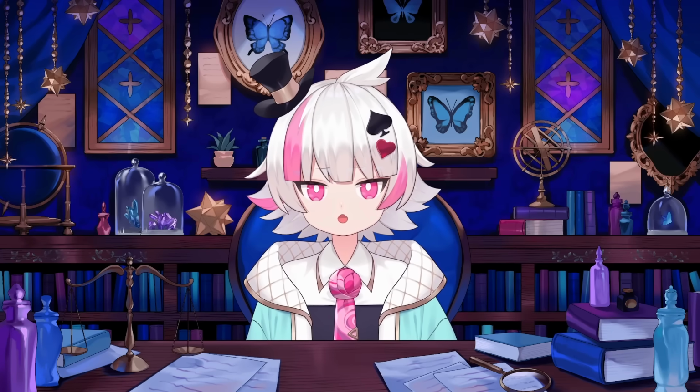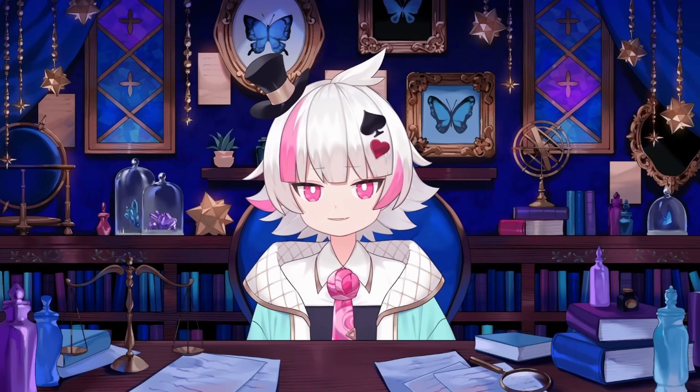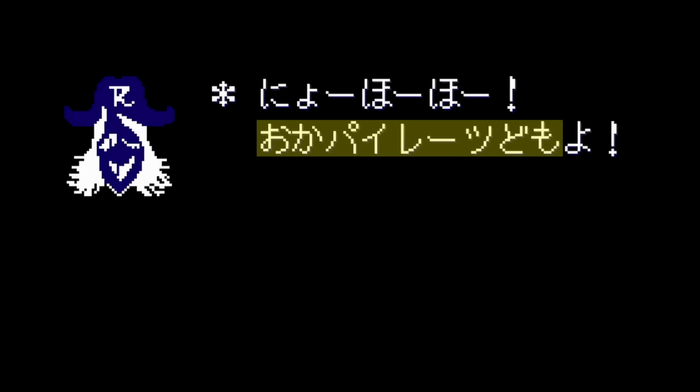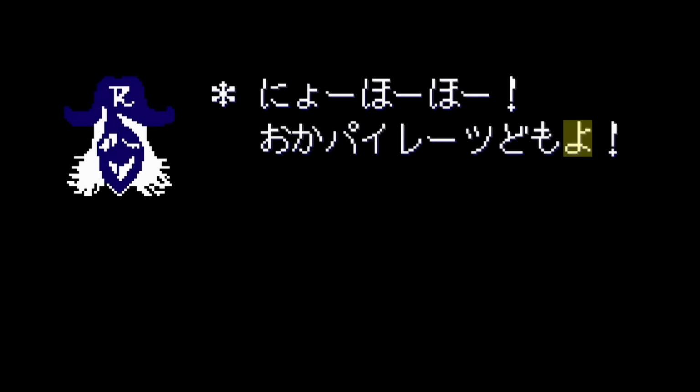A lot of people were curious about Rouxls Card's pirate impression. He starts off with a pirate laugh going "Yo ho ho." Then landlubbers is replaced with "Oka pirates domo." Oka means land, then pirates, and then domo is used as a derogatory pluralizing suffix, followed by yo, which in this context is a vocative particle like o in older English.